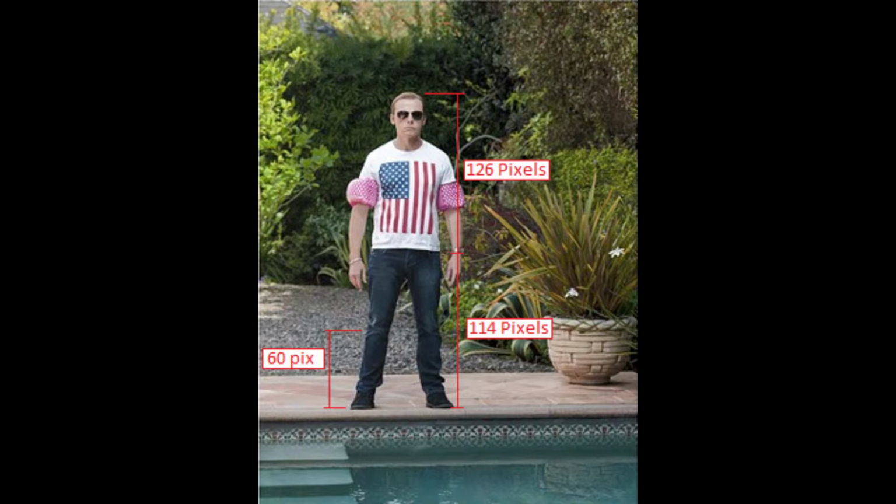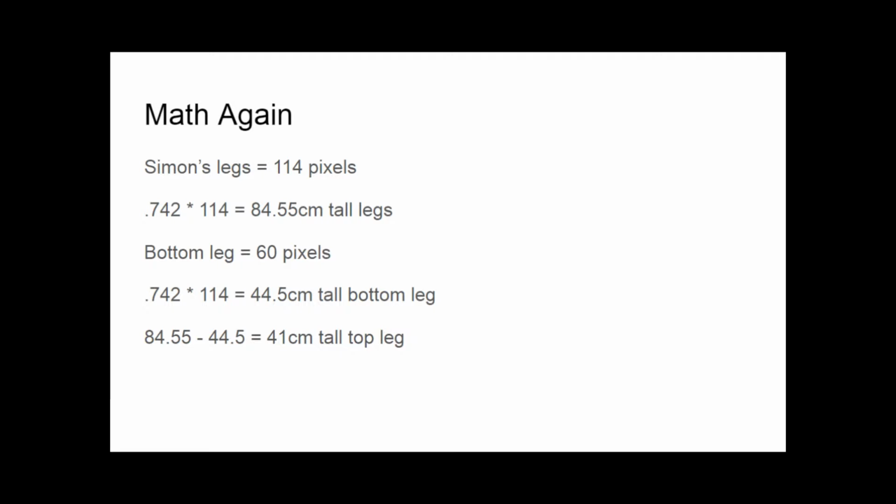See, he is 240 pixels high, and you can see his legs are 114 pixels high. Simon is 240 pixels high in this image. His legs are 114 pixels high in this image, and the bottom part of his leg is 60 pixels high in this image. Now, if we want to find the ratio between his height, which is in centimeters, and pixels, that would be 178 centimeters divided by 240 pixels, which is 0.7416 repeating. That is the ratio of centimeters to pixels.